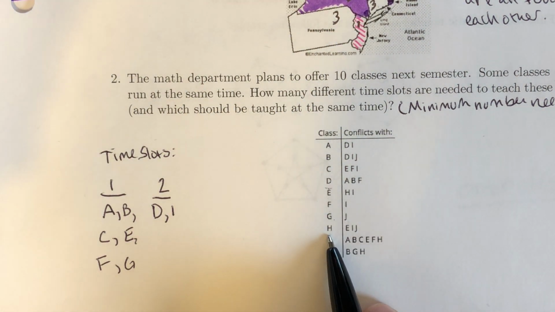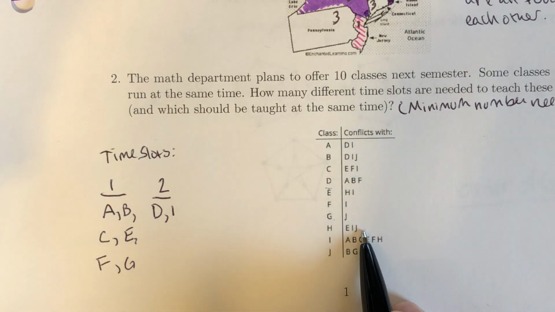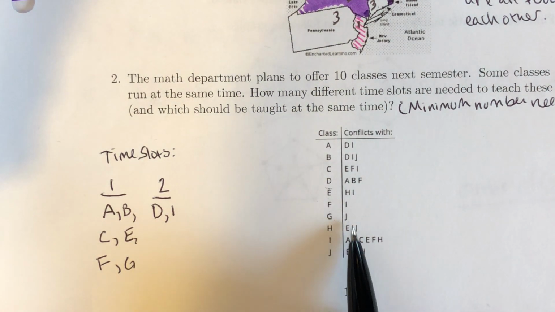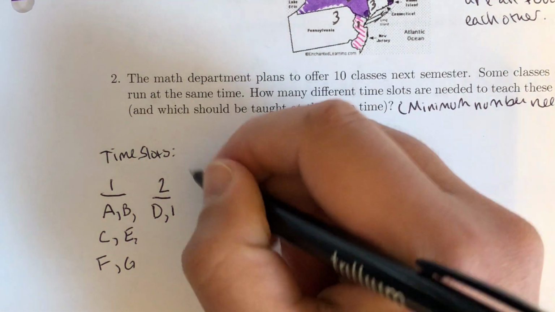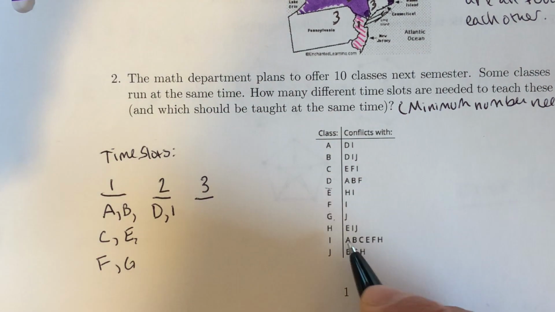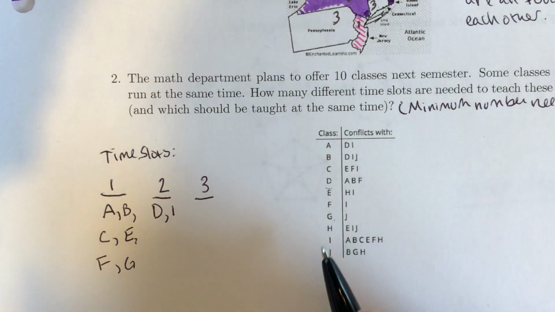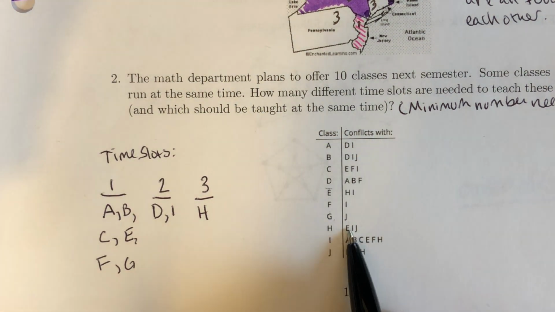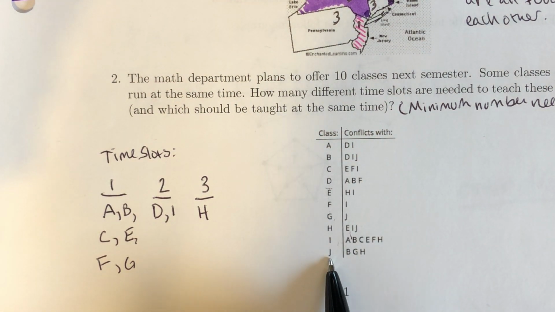H conflicts with E, I, and J. Uh-oh. So it conflicts with E, which means I can't put it in the first time slot, and it conflicts with I, which means I can't put it in the second time slot. So I guess I'm going to need a third time slot here for H. Okay. I is already somewhere, and J conflicts with B, G, and H.